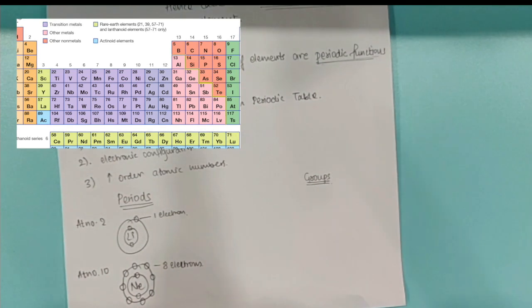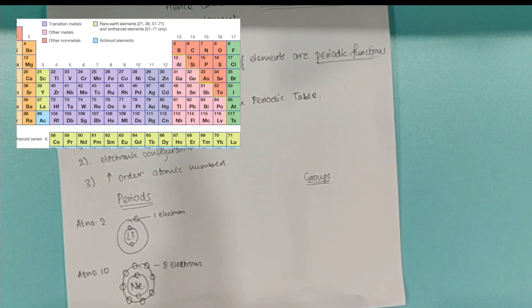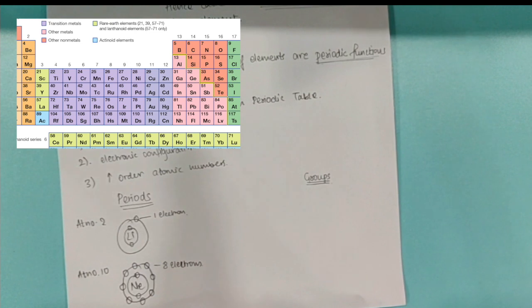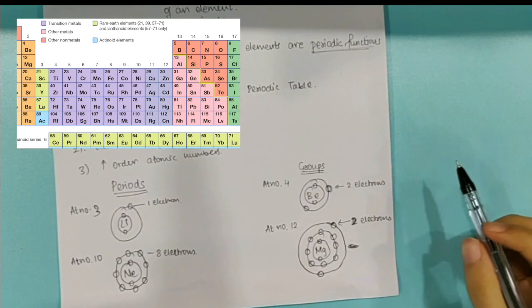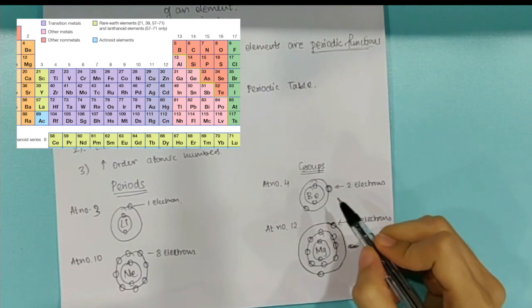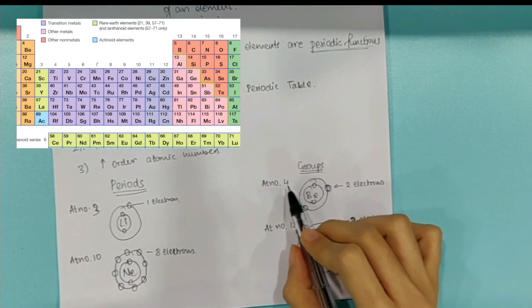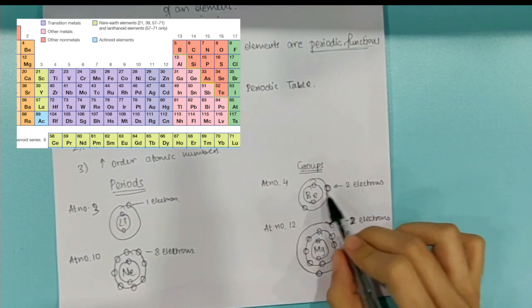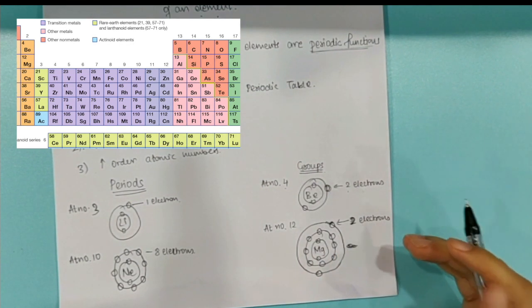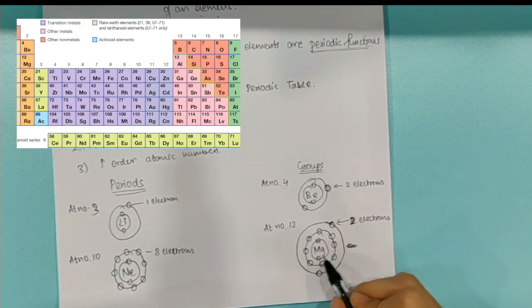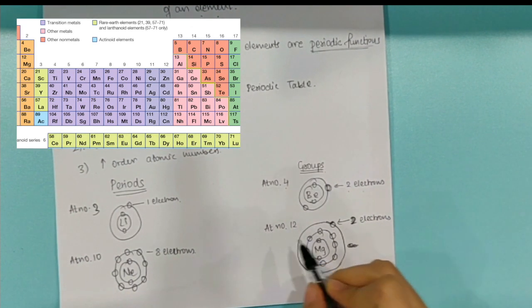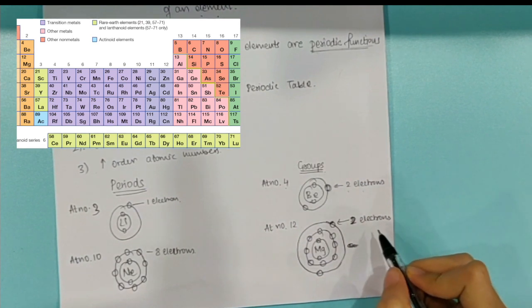Each vertical column, that is a group, accommodates elements with the same outermost electronic configuration, hence it has the same properties. Or we can say that those elements have similar properties. For example, if you look at group 2, the element beryllium with an atomic number 4 has 2 electrons in the outermost shell, and as we go down in the group, the element magnesium with atomic number 12 also has 2 electrons in the outermost shell.